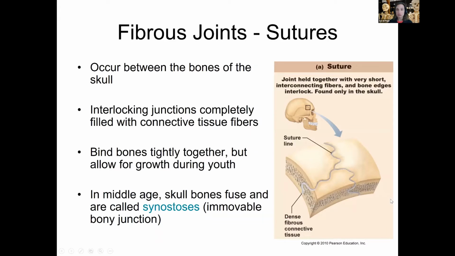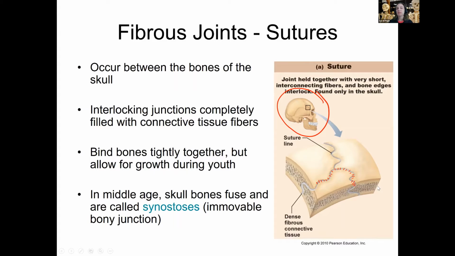Okay, so here's a suture. Again, if we look at this picture here, you can see we're looking at our skull bones and where they come together. So remember, we're still talking about fibrous joints, so bones held together with fibrous tissue. And when we're looking at a suture, the bones are held together with really short pieces of fibrous tissue. And the bones are held together really tightly, but it does allow for them to grow during youth. So it allows the bones to expand and get bigger.